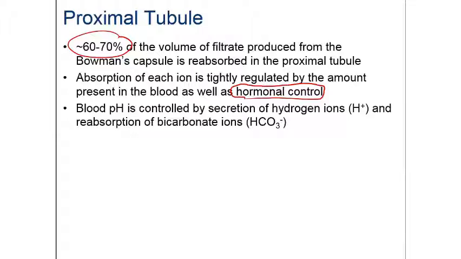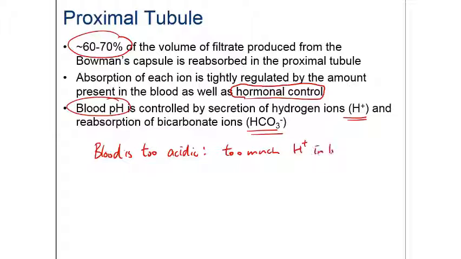pH is also controlled here at the proximal tubule, right, the pH of the blood, and that is controlled by secretion of H plus and reabsorption of bicarbonate. Okay, so for example, let's say your blood is too acidic. Okay, blood is too acidic, and there could be various causes of this, which we're not going to go into. But if your blood is too acidic, that means you have too much H plus in blood, right? So you can secrete the H plus. Secrete the H plus means you're going to take this H plus from the blood and you're going to put it in the filtrate. Okay, so your urine is going to be a little bit more acidic.